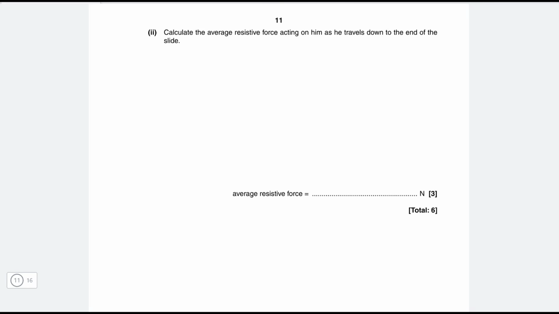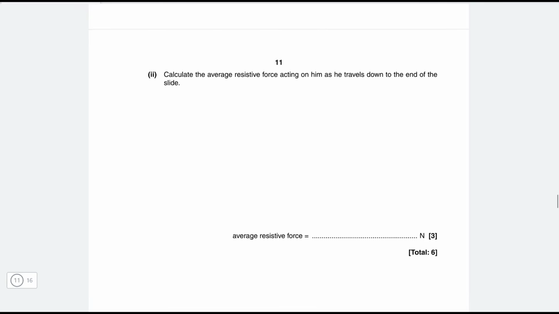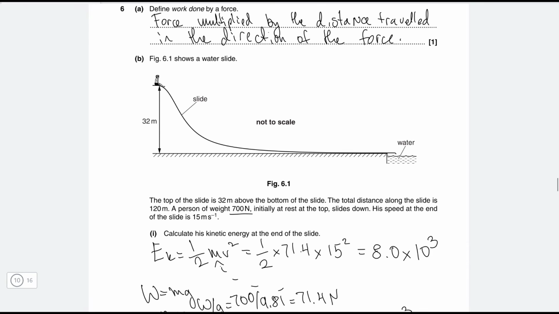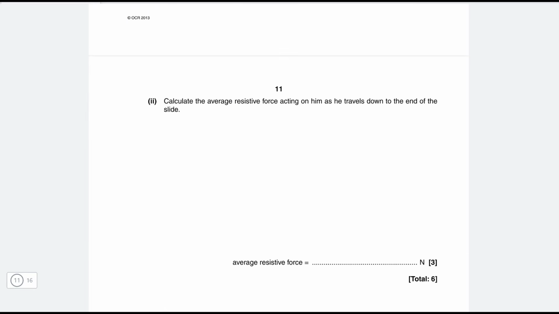Okay, the next one, calculate the average resistive force acting on him as he travels down the slide. Okay, well, this is a very, very typical question, and the way it is solved is by always using the fact that our change of energy is equal to the work done by the resistive force. So what I'm going to say over here is that work done is equal to the change of energy.